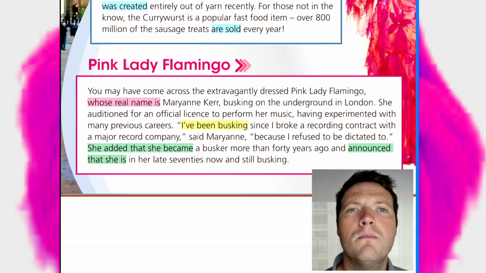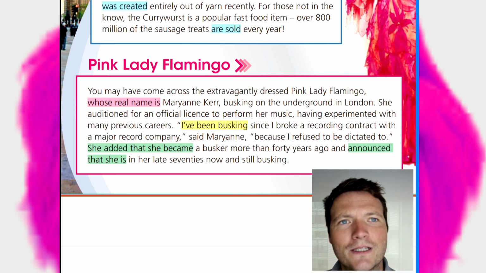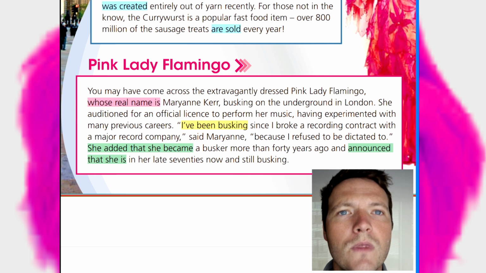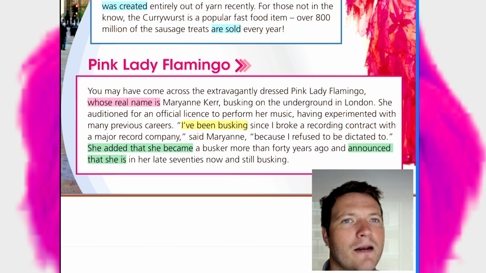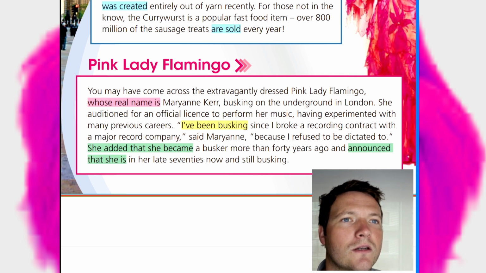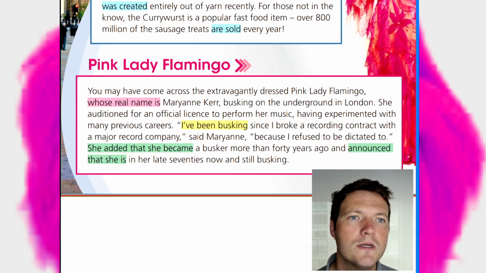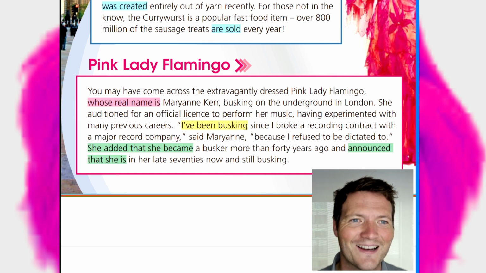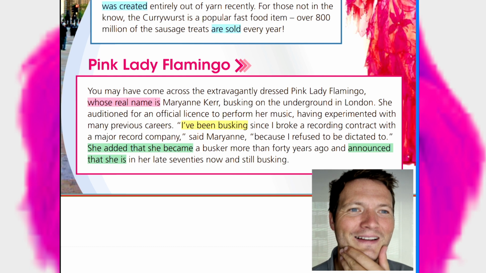Anyway, you may have come across the extravagantly dressed lady, Pink Lady Flamingo, whose real name is Marianne Kerr, okay, relative clause there, busking on the underground in London. Busking is normally what homeless people do. They sing and dance for money and they leave their hat on the floor.